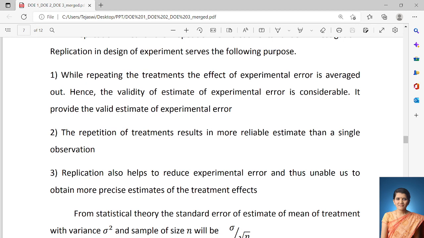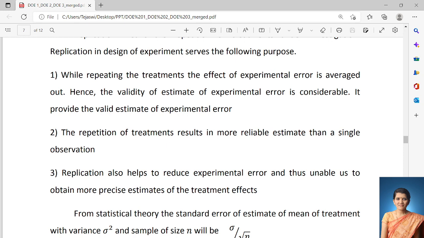Second, replication of the treatment results in more reliable estimates than single observations. If we take an experiment with one trial and give the results, these are not correct results. If we take two trials, that is, the treatments are repeated two times and the results averaged out, then it is more reliable than a single observation.